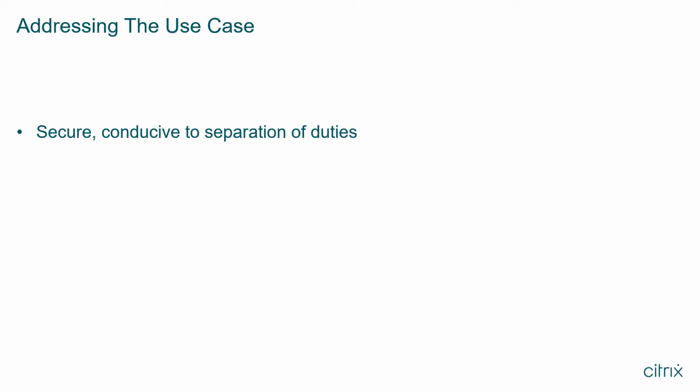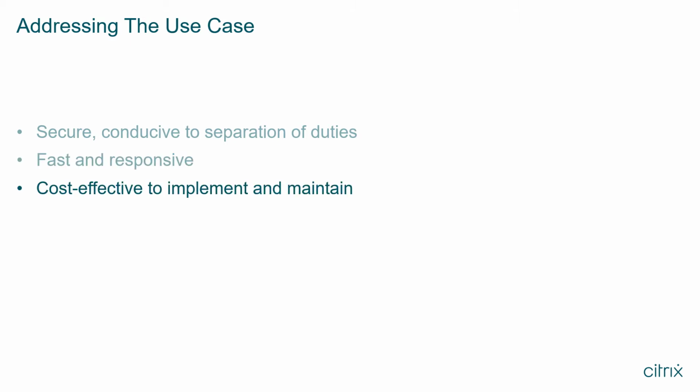When we try to address this use case, we'll have to look at it from perspective of it being secure and conducive to separation of duties. We have to be fast and responsive. Adding additional elements to the system should not have an overhead of additional maintenance, and it has to be cost effective. So in essence, those three elements are very crucial if we embark on something that will require us to build some additional capabilities, put additional levers into our environment. So let's take a look at a quick demo.